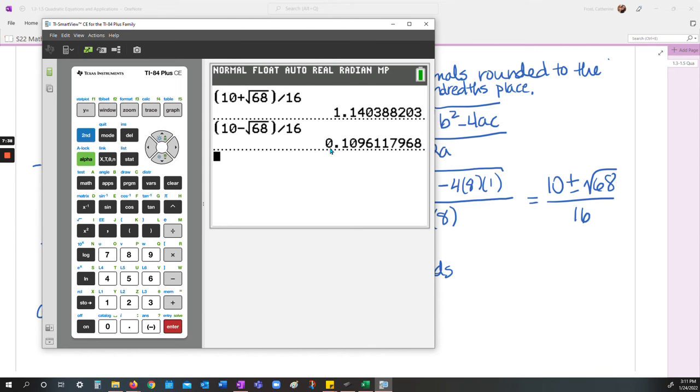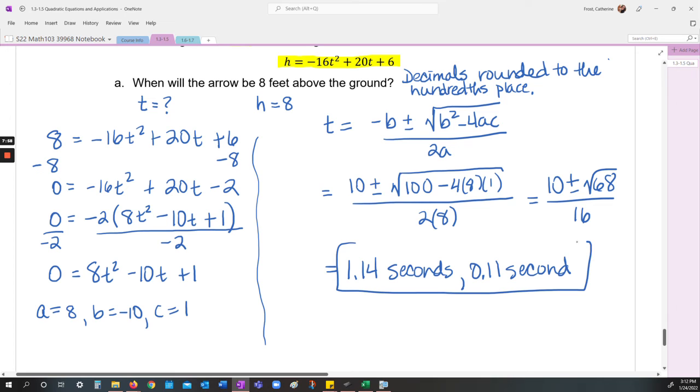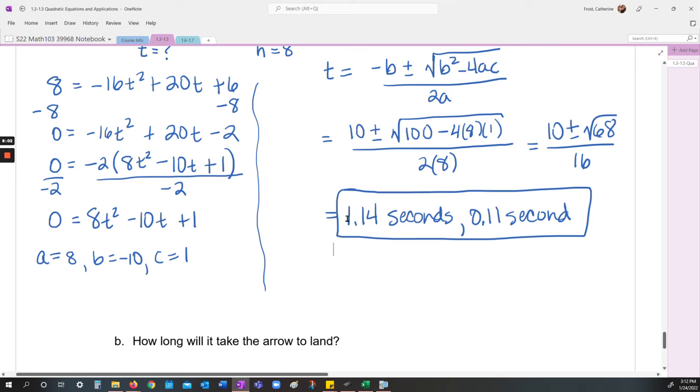Okay, so as long as you don't get something negative for one of these, then both your answers make sense. And we're supposed to round to 2 decimal places, the hundredths place, so 0.11. So our other answer is also a correct answer, 0.11 second. Like I said, if one of these was negative, you would just leave it out.